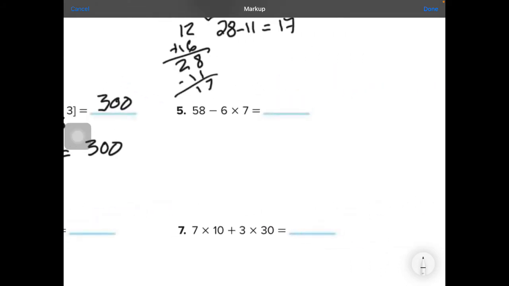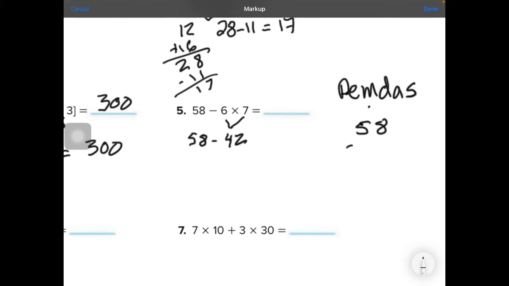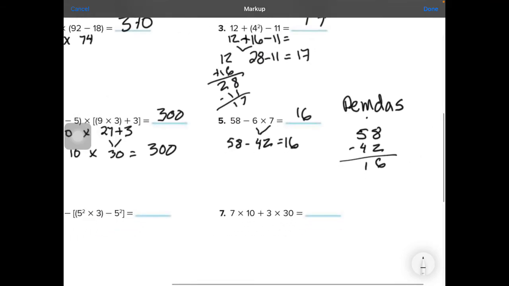Number 5, I don't see any parentheses or powers. So looking at my PEMDAS, please excuse my dear Aunt Sally, we do what first? Looks like we are at multiplication right there. So we're going to do this as 42 minus 58. So 58 subtract 42 equals 16. for number 5.